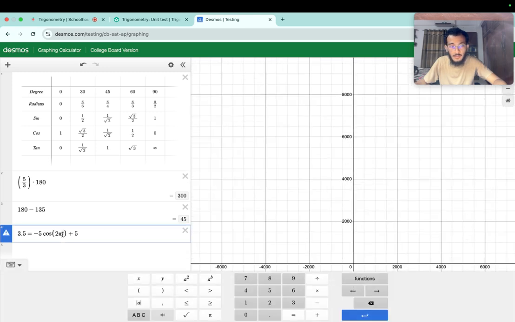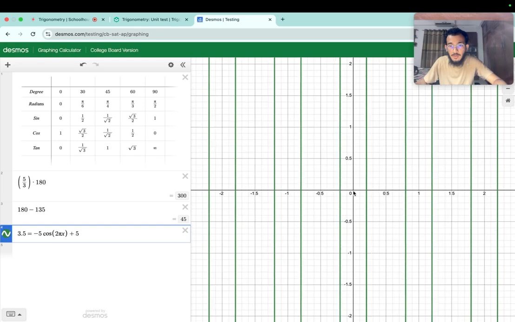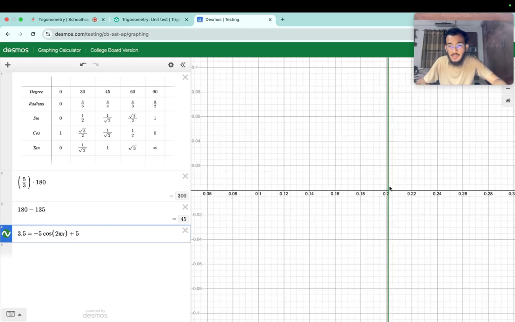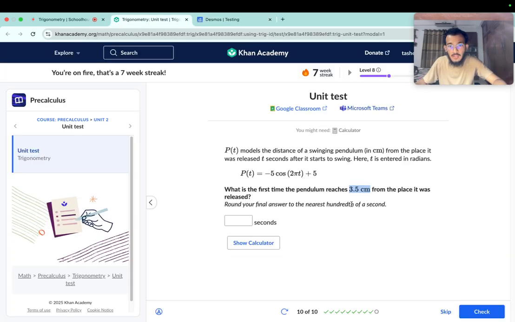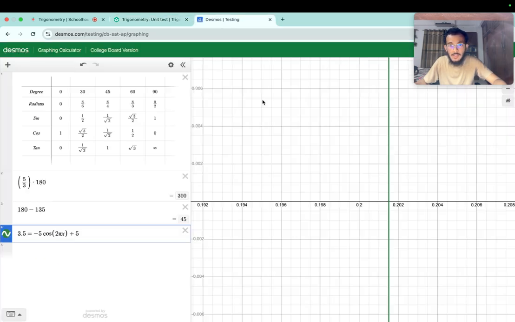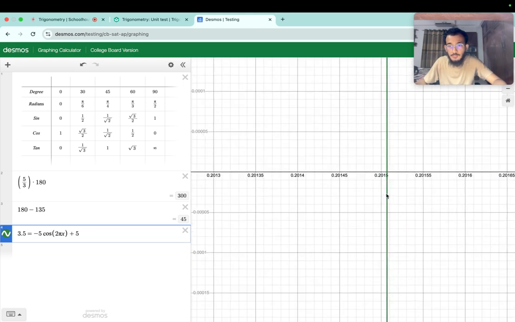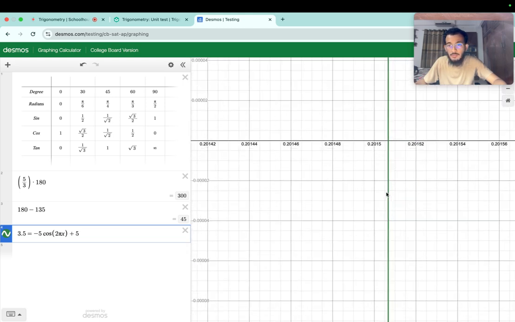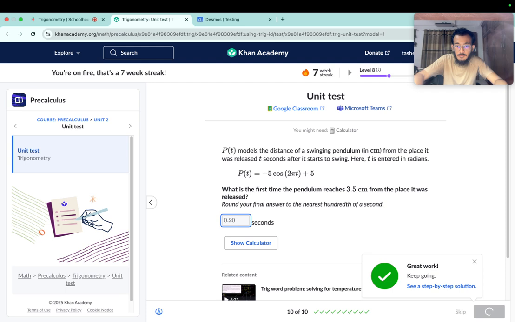Oh, my bad, there is no function because I didn't give it x, my bad. So what is the first time? As you can see, it is 0.2. Now they have asked us to find the nearest hundredth, which means two decimal places. Let's see, it is 0.20. Yeah, 0.20. And that's it. That is the end for our unit test.